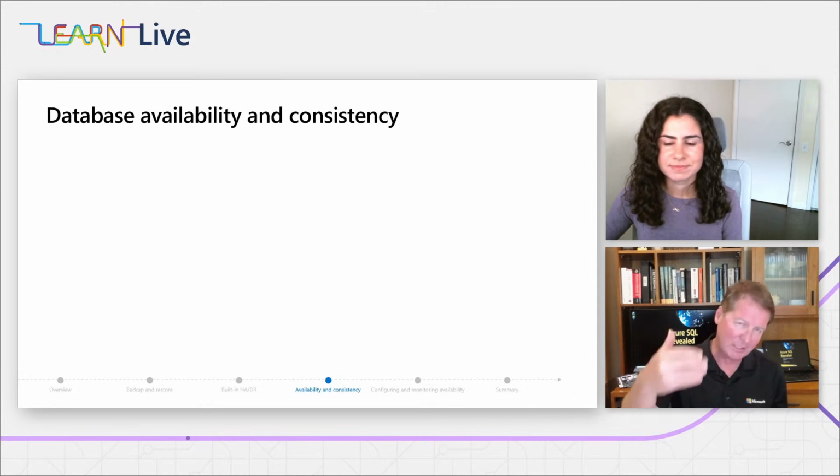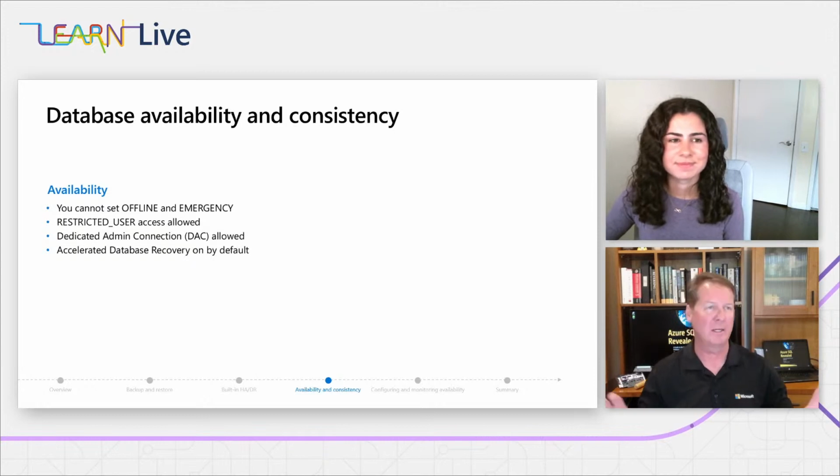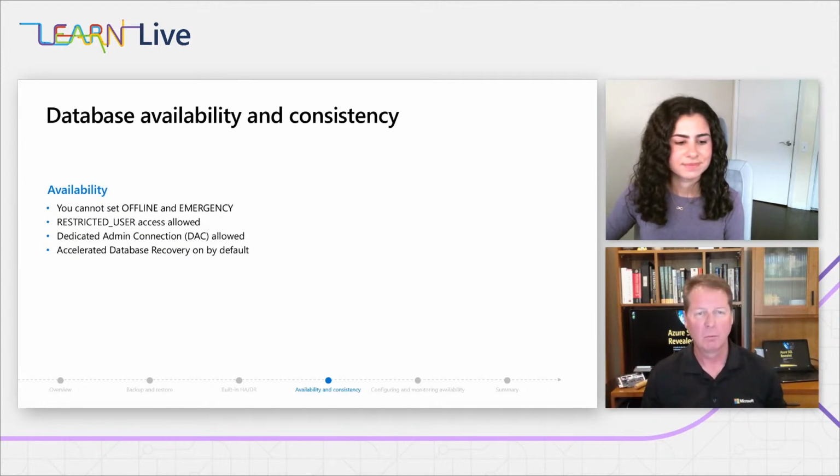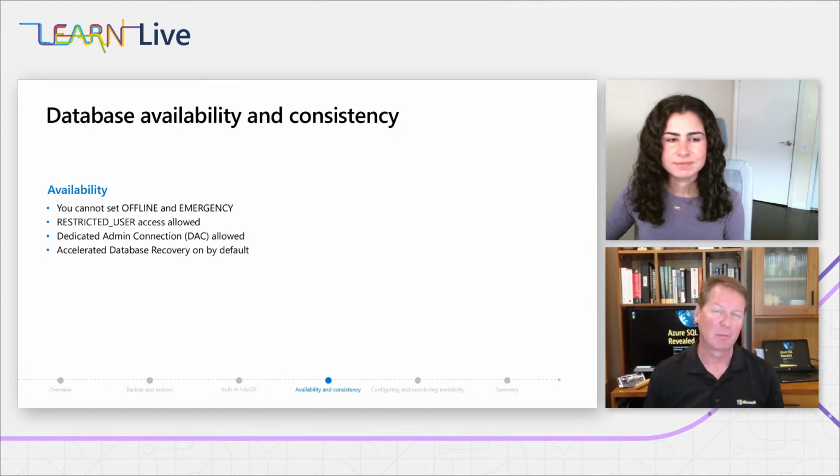So from an availability perspective, first of all, you can't set your database offline or emergency mode. You're like, oh, I need that, I've got to go do that. Well, why do you need to do that though? Because you're typically trying to do some sort of advanced repair. In fact, I did that my entire career with SQL Server. That's not necessary because of what we have in place from an availability and HADR perspective built into the service itself.